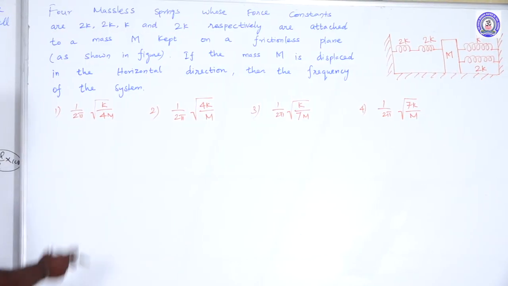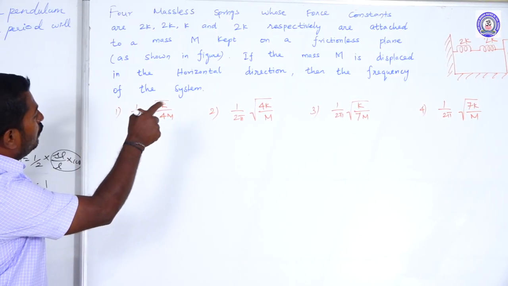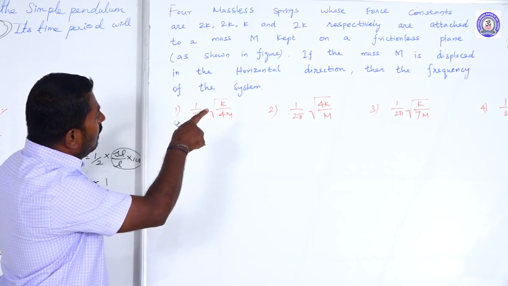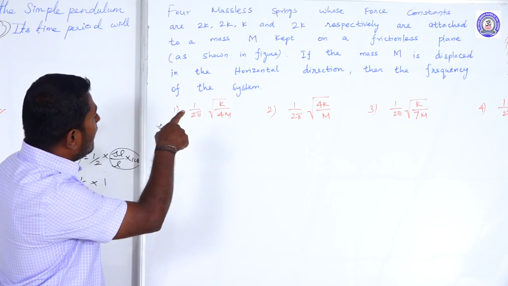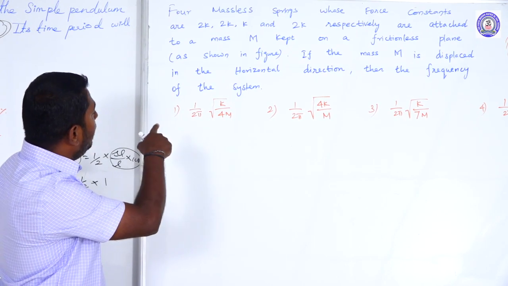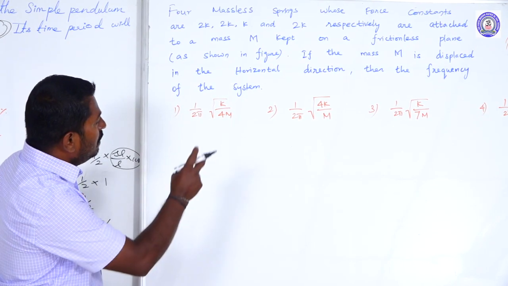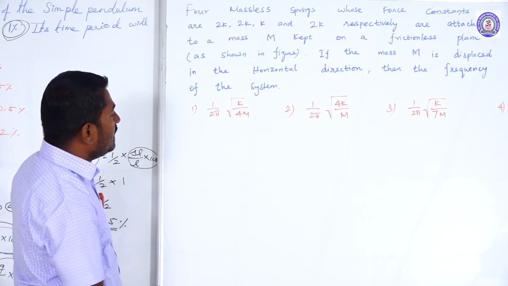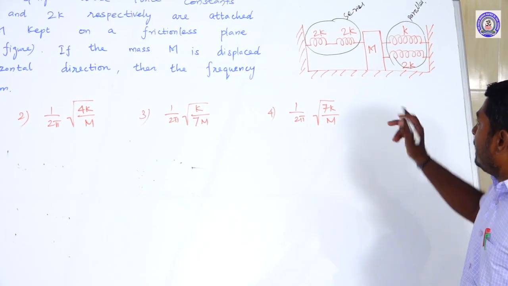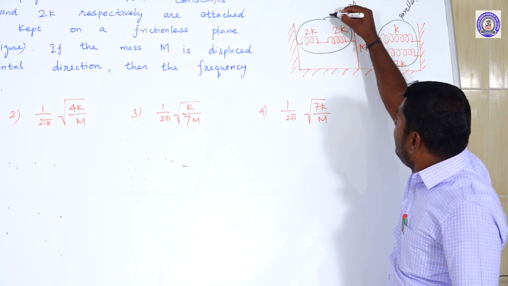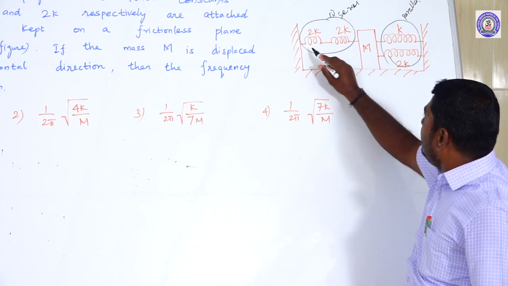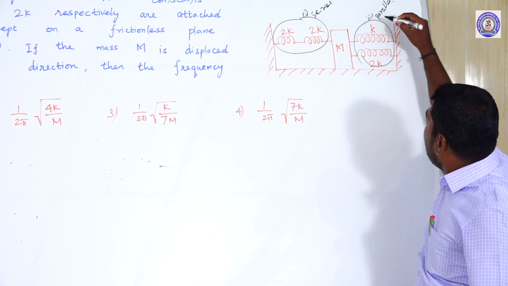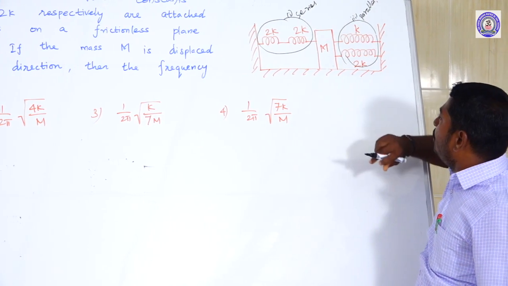Next question, 4 massless springs whose force constants are 2k, 2k, k and 2k respectively are attached to a mass capital M kept on a frictionless plane as shown in the figure. If the mass capital M is displaced in the horizontal direction, then the frequency of system will be. In this diagram, first configuration, both the springs 2k and 2k connected in series. In second configuration, k and 2k connected in parallel.